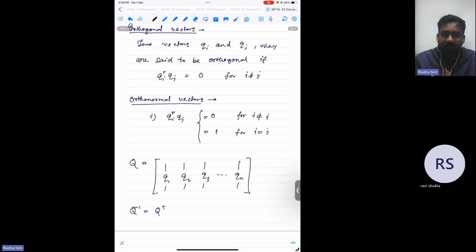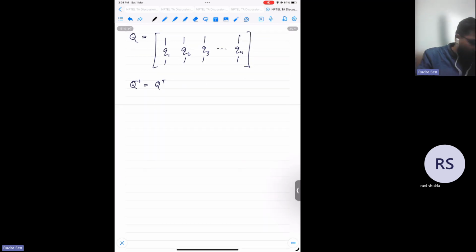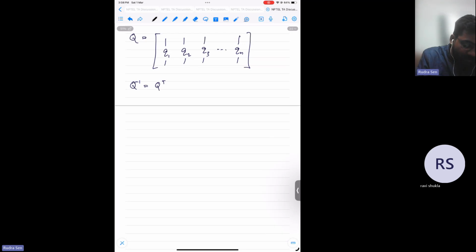So there are lots of procedures, right? With the increase in the number of rows and columns, the computation of the inverse is a very cumbersome process. But if the matrix is an orthonormal matrix, meaning its columns are orthonormal vectors, then it is very easy to calculate the inverse. We just need to do the transpose. So in that case, Q transpose Q is basically I. How do we get I?